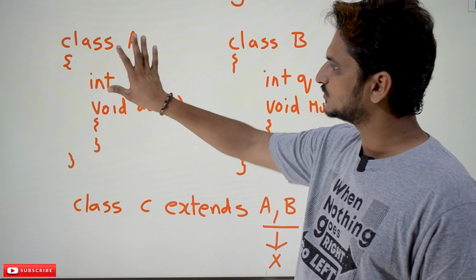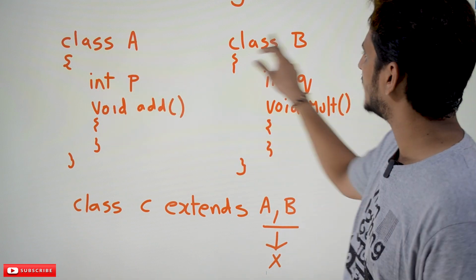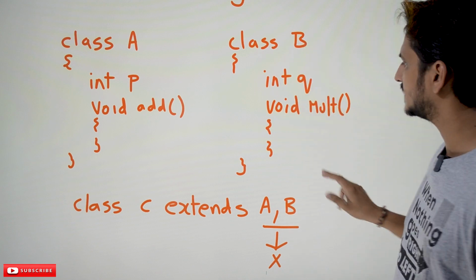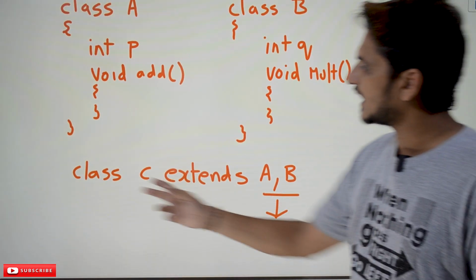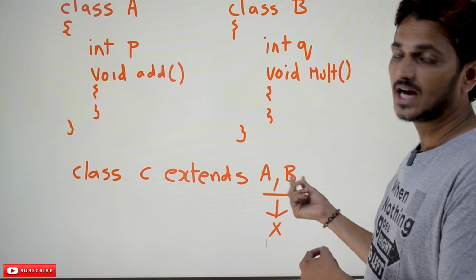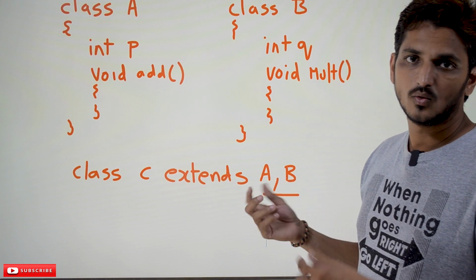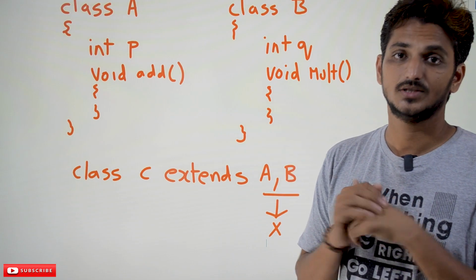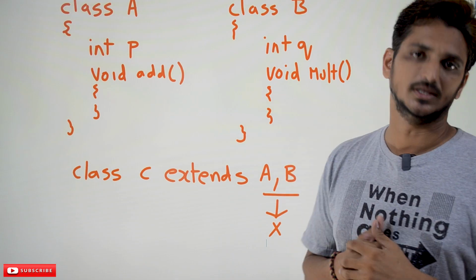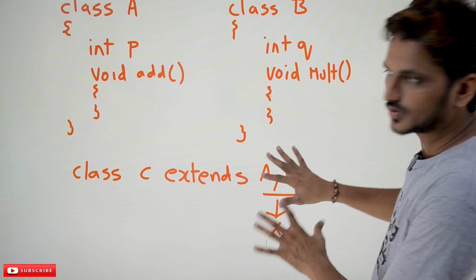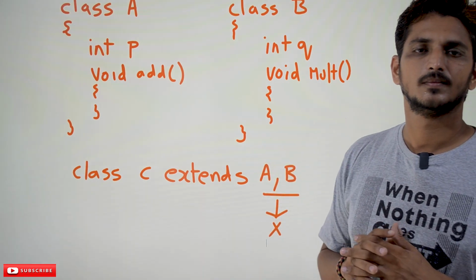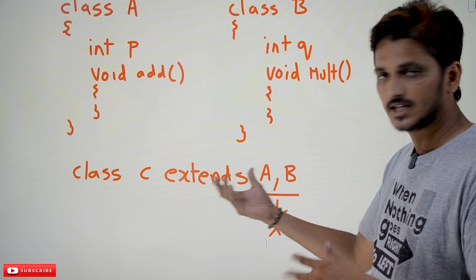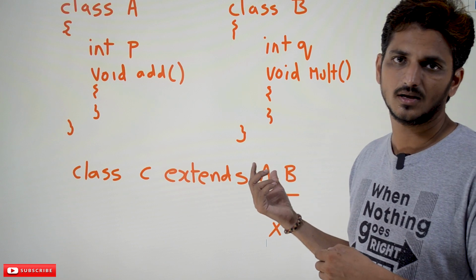Class A, in this class we have instance variables and methods. Class B, we have instance variables and methods. Suppose we take a class C extends A, B. We are inheriting multiple classes at a time. This is what multiple inheritance means. This is not supported by Java. This is the multiple inheritance concept.